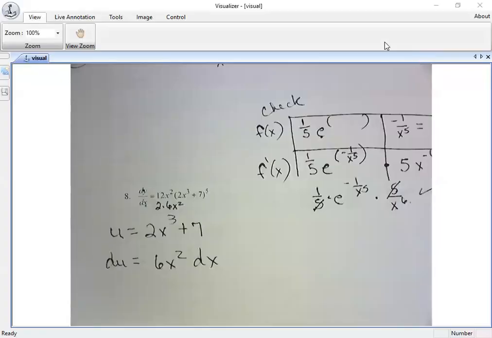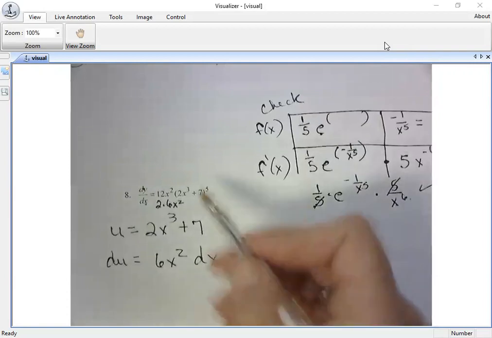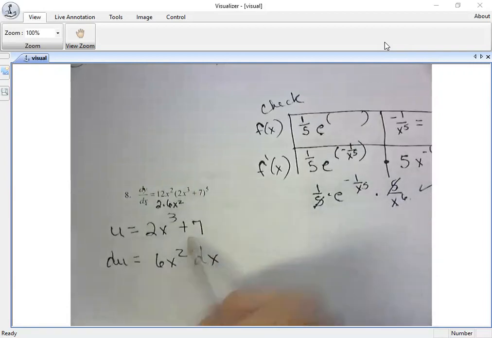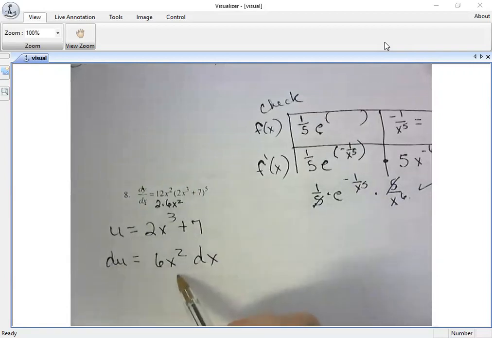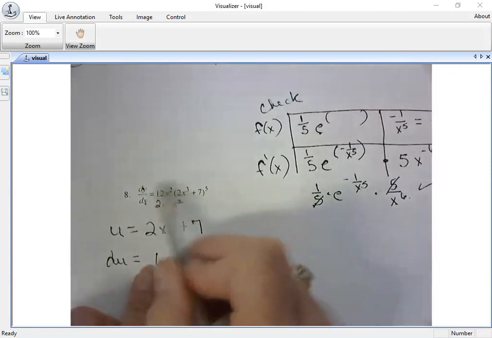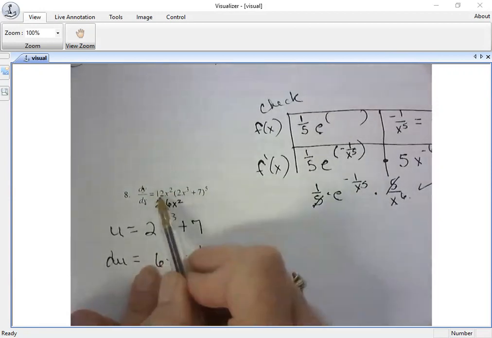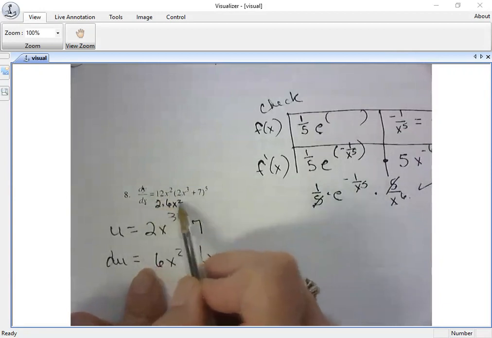Okay, so you guys have been helping me figure this out. You told me this was u. You told me this would be du. And what we're discussing now is if we have more up here than what we need, we could factor the 12x squared into 2 times 6x squared.